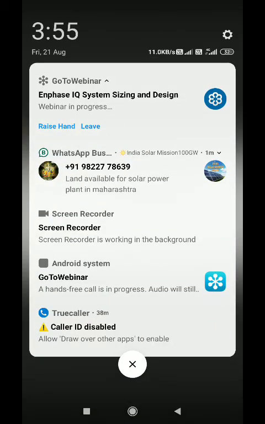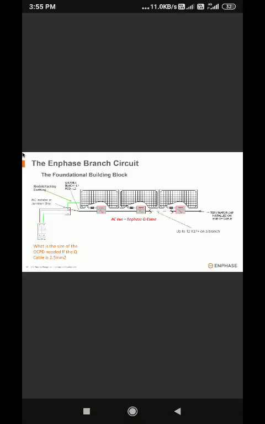So the foundation building block of Enphase architecture is the branch circuit, because as you know, all our microinverters are connected in parallel using our in-house indigenous Q cable. Okay, so this Q cable is also called AC cable. So it is all AC, disconnected on your roof.